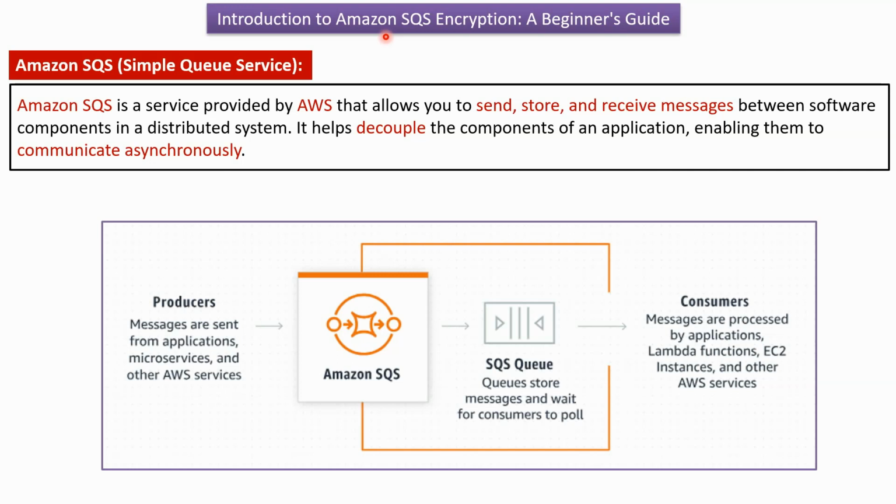In this video tutorial I will explain encryption in Amazon SQS. What is Amazon SQS? Amazon SQS is a service provided by AWS. Amazon SQS allows you to send, store and receive messages between software components in a distributed system. Amazon SQS helps to decouple the components of an application, enabling them to communicate asynchronously.